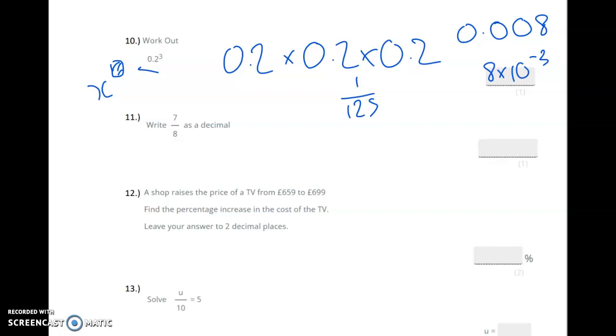So 7 over 8 is a decimal, so you can work this out. Again, it's a calculator, so that means it's 7 shared by 8, and that will give you your answer, 0.875.